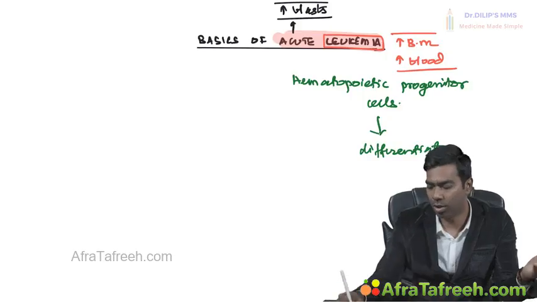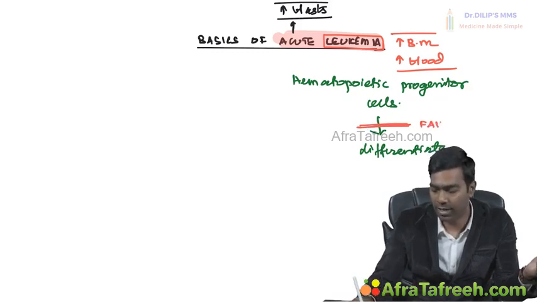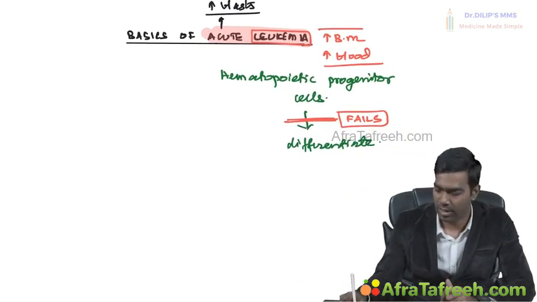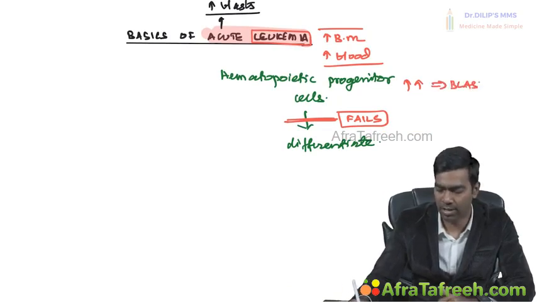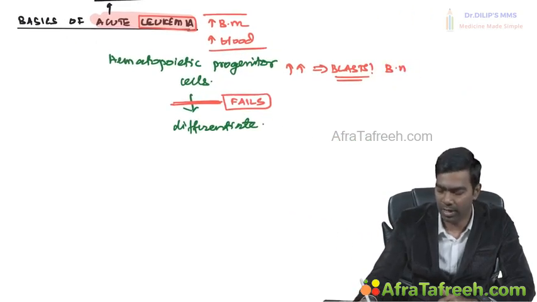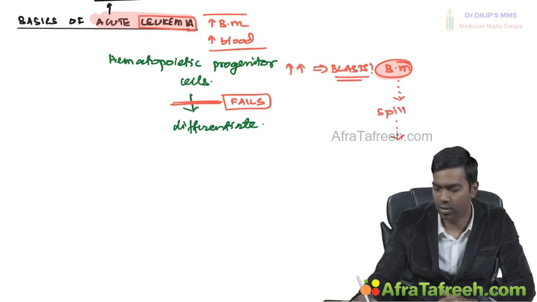Suppose your hematopoietic progenitor cells fail to differentiate. These hematopoietic progenitor cells will increase, and these are the ones contributing to the blasts that you see in the bone marrow. These blasts typically increase in number in the bone marrow, but later on they are going to spill into the peripheral blood as well, which means you are going to see these blasts in the peripheral blood also.